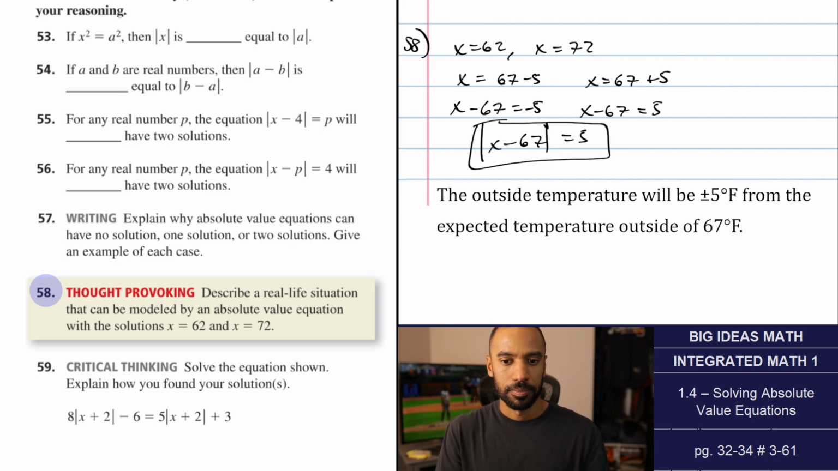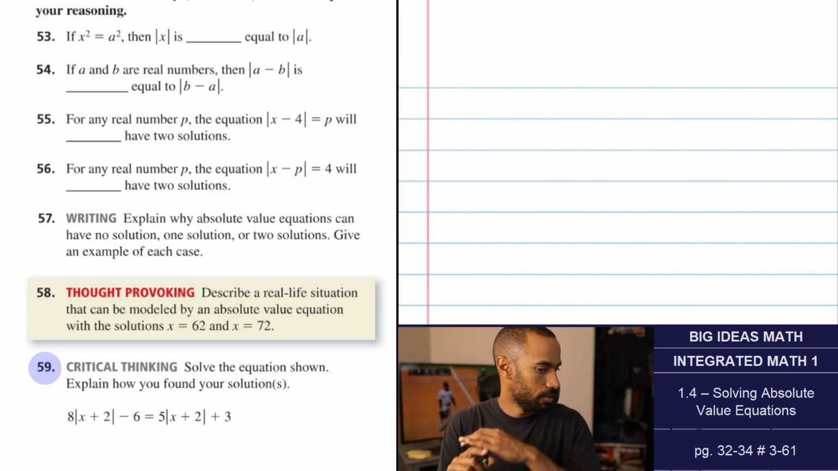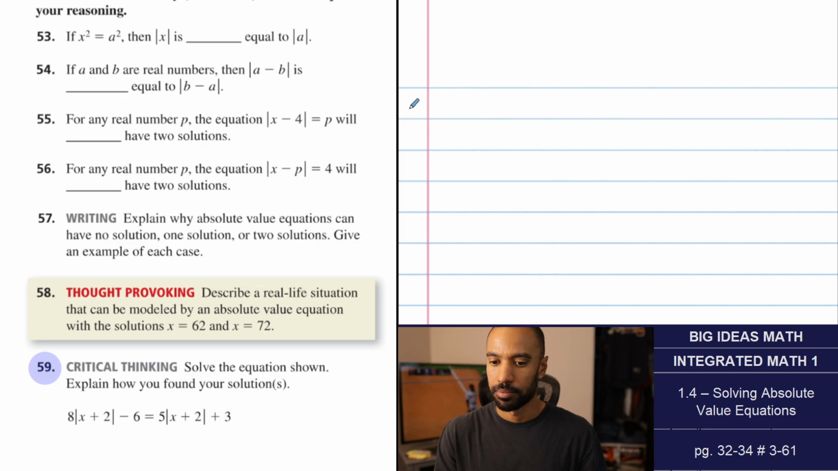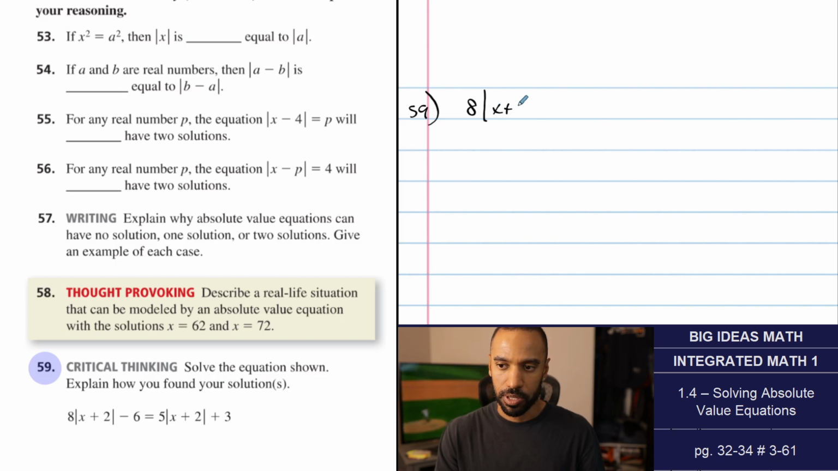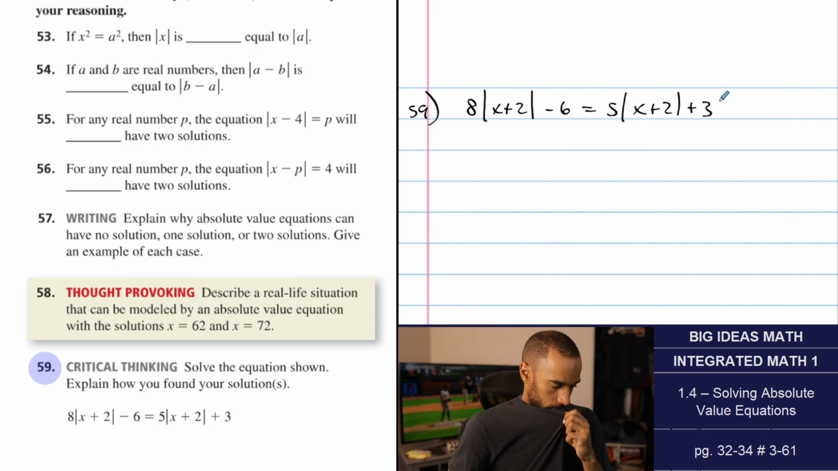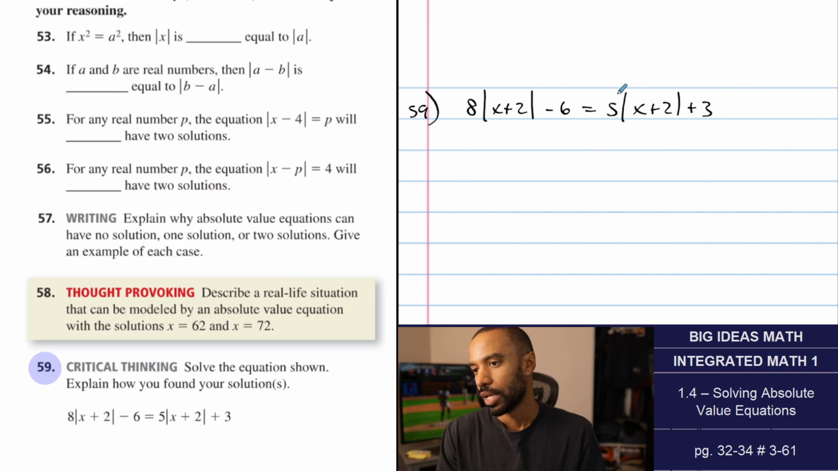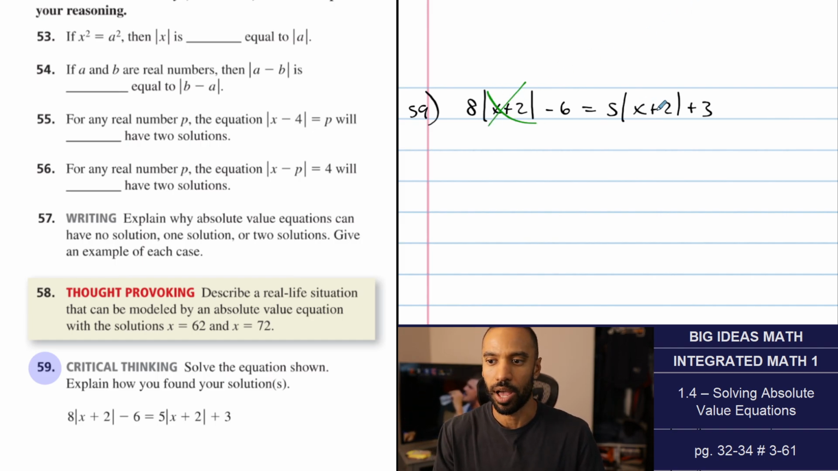Okay, number 59. Critical thinking. Solve the equation shown. Explain how you found your solution or solutions. We have 8 times the absolute value of x plus 2 minus 6 equals 5 times the absolute value of x plus 2 plus 3. This one gets a little tricky, but the absolute value of x plus 2 is the same thing in both of them. It's almost like this was just a single x. Let's let this just be a big x for now.